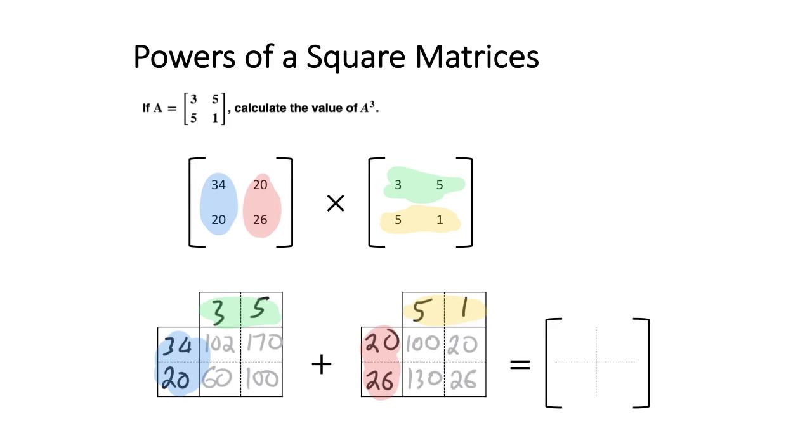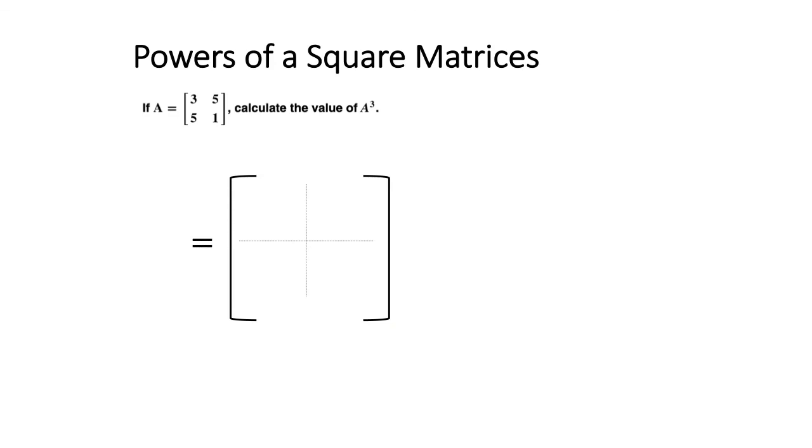So now that I've completed each of the multiplications, I can go ahead and add each of the corresponding locations. So 102 plus 100 is going to be 202. 170 plus 20 is going to be 190. 60 plus 130 is equal to 190, and 100 plus 26 is equal to 126. So now I've got my final matrix that will be the answer to the original question. So matrix A to the power of 3 is equal to 202, 190, 190, and 126.